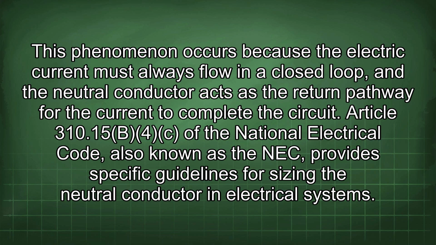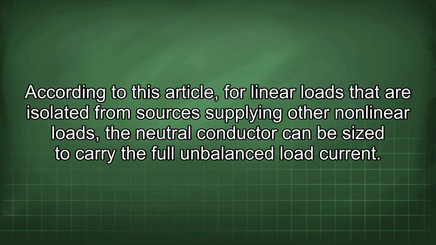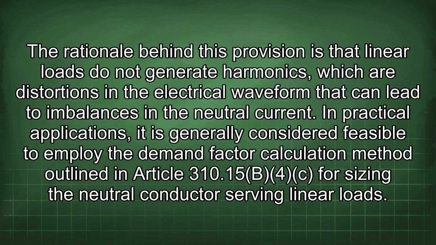Article 310.15(B) of the National Electrical Code, also known as the NEC, provides specific guidelines for sizing the neutral conductor in electrical systems. According to this article, for linear loads that are isolated from sources supplying other nonlinear loads, the neutral conductor can be sized to carry the full and balanced load current. The rationale behind this provision is that linear loads do not generate harmonics, which are distortions in the electrical waveform that can lead to imbalances in the neutral current.